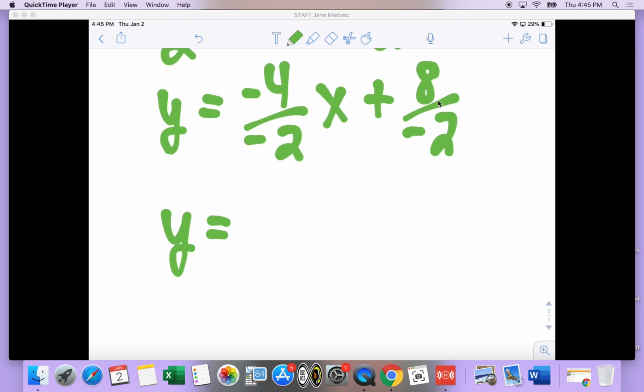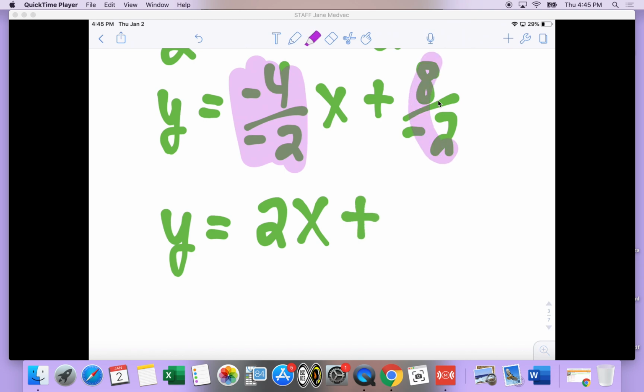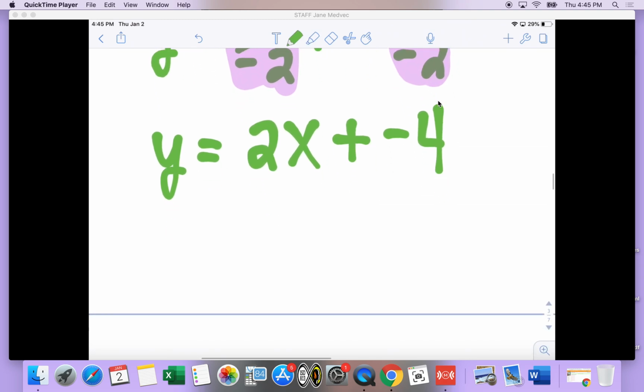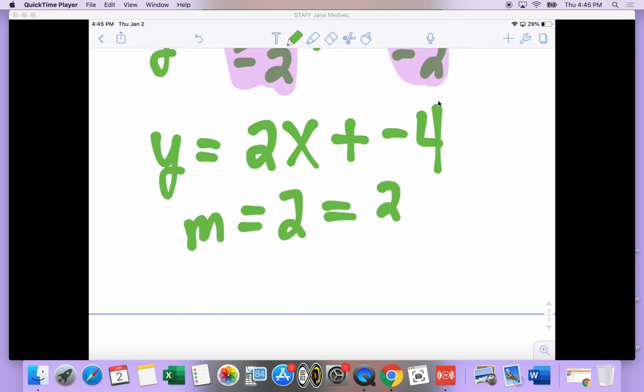Y equals, you're going to notice I have a negative 4 over negative 2 right here. This can reduce and make it into a nice, neat fraction. So I'm going to write that as 2x plus, and if I take a look at these two numbers, they can also be reduced into minus 4. So my m is 2 or 2 over 1, and b is negative 4.